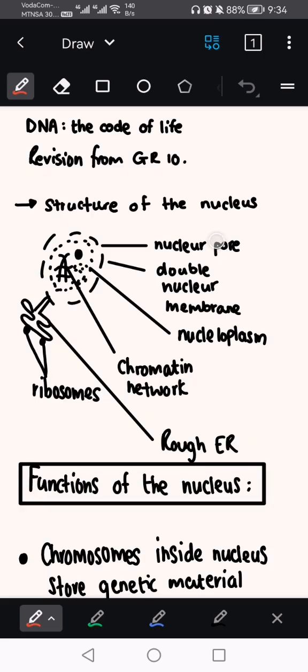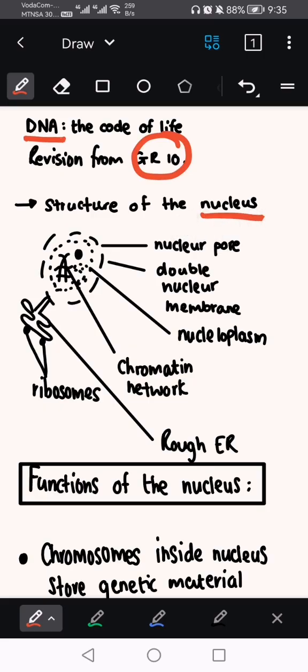All of those things are coded for by genes, but DNA is the starting point. But I'm not going to speak too much, we'll get into that a bit later. But firstly, let's look at DNA. Now, we're going to first look at some revision from grade 10. The revision from grade 10 will consist of the structure of the nucleus.